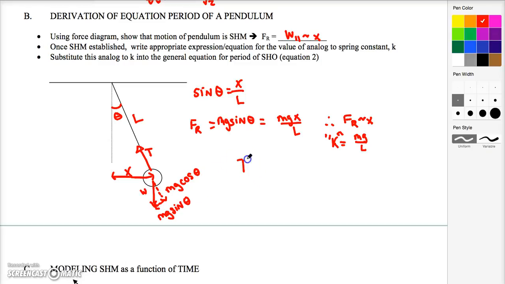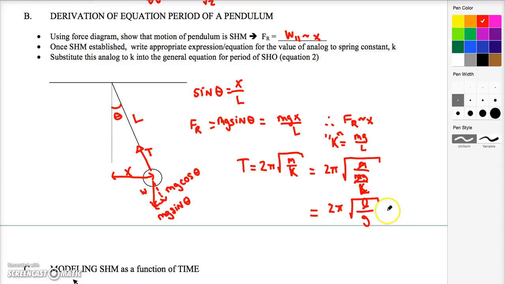So if we go back to the previous equation, that the period of a mass spring system is 2 pi radical m over k, and we substitute in our analog for k, what we end up getting is 2 pi times radical m over mg over L, and the m's cancel out, and we copy, change, flip this. What we end up getting is 2 pi radical L over g. And so this is the equation for the period of the pendulum.